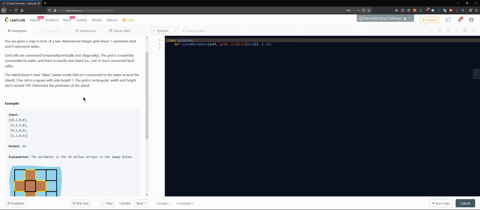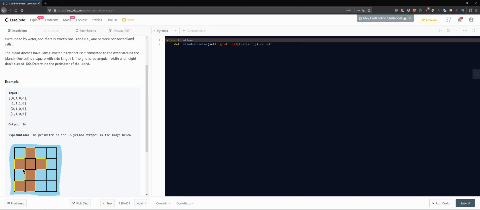So the perimeter would be, I guess, counting all the sides that are not connected by land, right? Like this side is connected by land. We see that, at least in the picture. We have to represent that in our code now. Let's see. We have this guy here, and the output should be 16. Explanation: the perimeter is the 16 yellow stripes in the image below. So basically 1, 2, 3, 4, 5, 6, 7, 8, 9, 10, 11, 12, 13, 14, 15, 16.